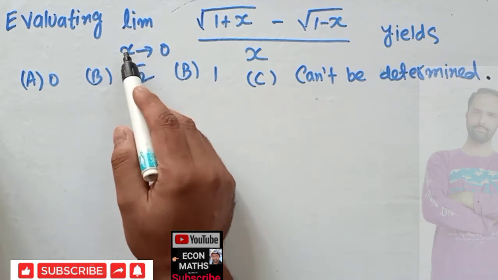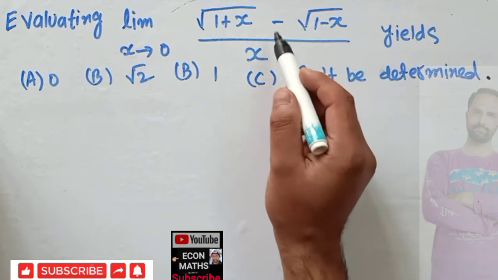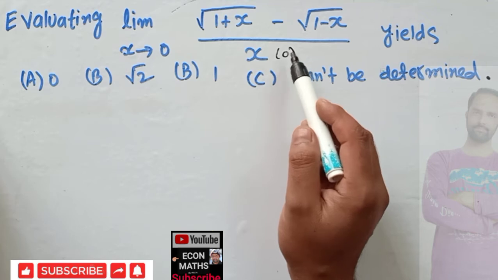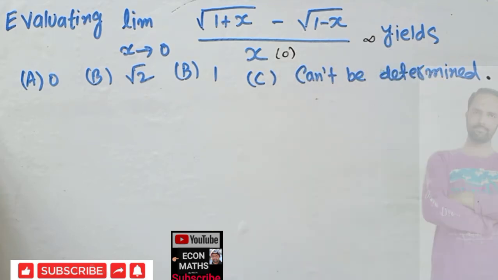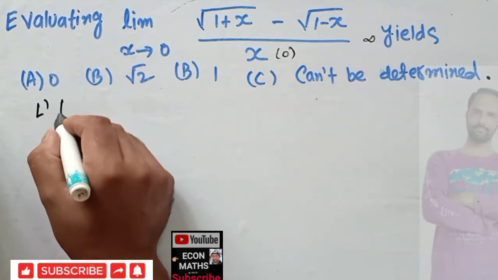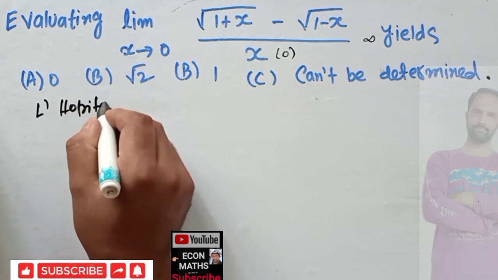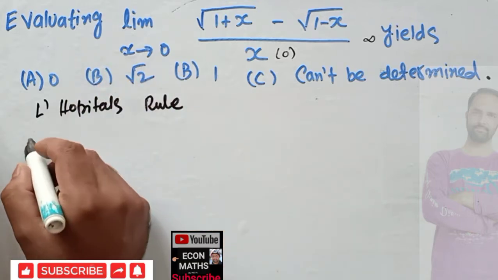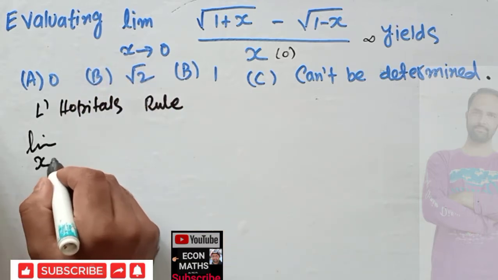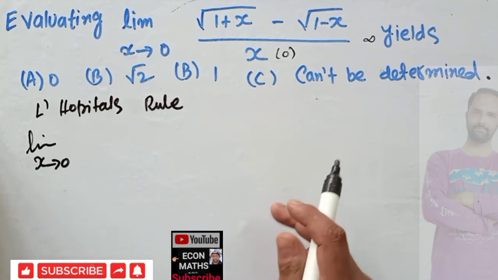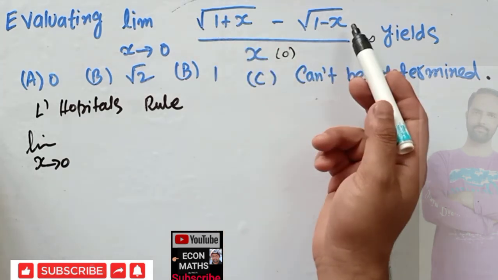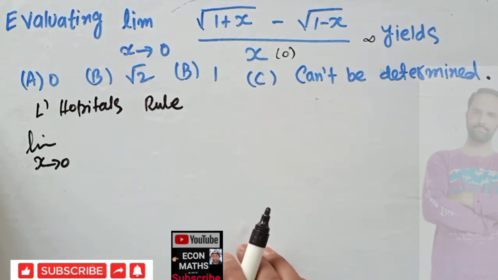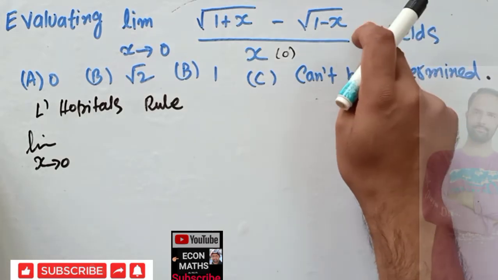If we simply put x equal to 0 in this function, the denominator will be 0 and the numerator will also be 0, so 0 upon 0 gives us an indeterminate form. So we will use L'Hopital's rule here to evaluate this kind of limit. We have the limit as x tends to 0. By L'Hopital's rule, we simply take the derivative of the numerator and denominator separately, to get rid of this indeterminate form.